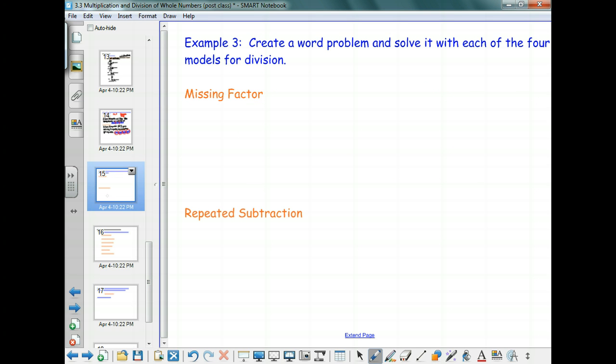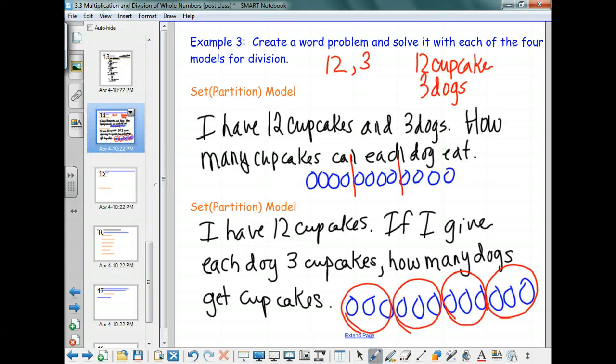So, missing factor. We're using the same word problem. We can use either one of the ones we did above. Let's just pick which one we want to use so everybody's using the same one. Do you want to use the first one with the 3 dogs or the second one with the 3 cupcakes? The 3 dogs, okay.